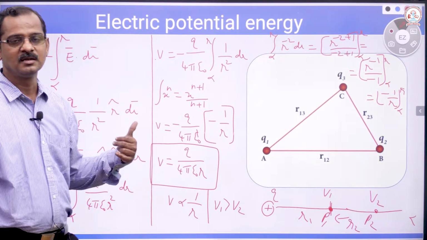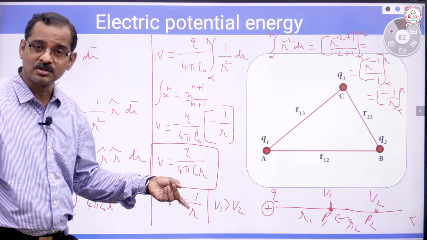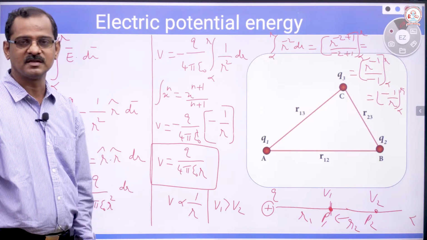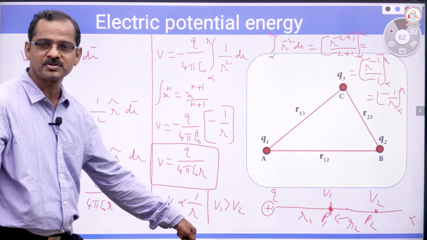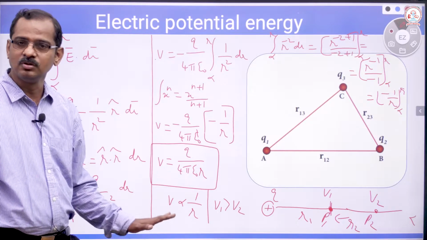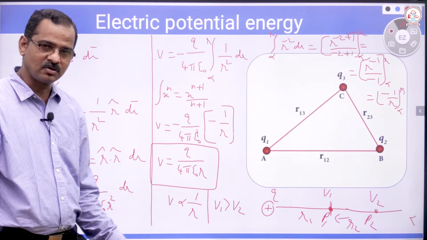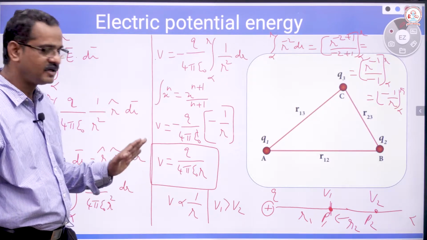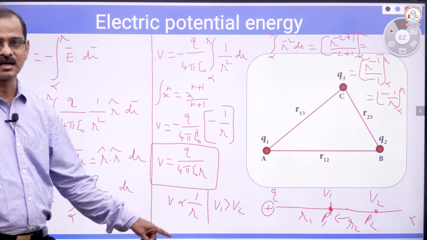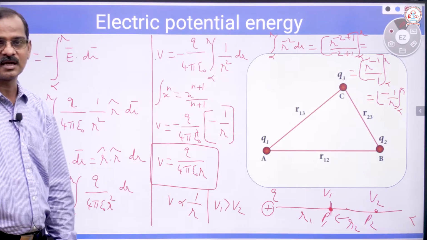In Coulomb's law, force is inversely proportional to the square of the distance. Electric field is inversely proportional to the square of the distance. Potential is inversely proportional to just the distance, not the square of the distance. Coulomb force is a vector quantity. Electric field is also a vector quantity, whereas electric potential is a scalar quantity.